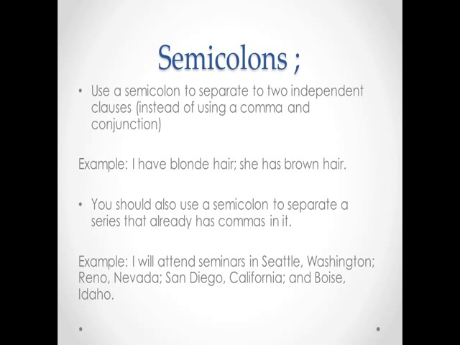eliminate any confusion. For instance, if I had "I will attend seminars in Seattle, Washington, Reno, Nevada," it makes it confusing. You really want to separate the cities and the state by using the comma and then the next item in the list. So you can see here: I will attend seminars in Seattle, Washington; Reno, Nevada; San Diego, California; and Boise, Idaho. It really helps to separate those pieces of information.